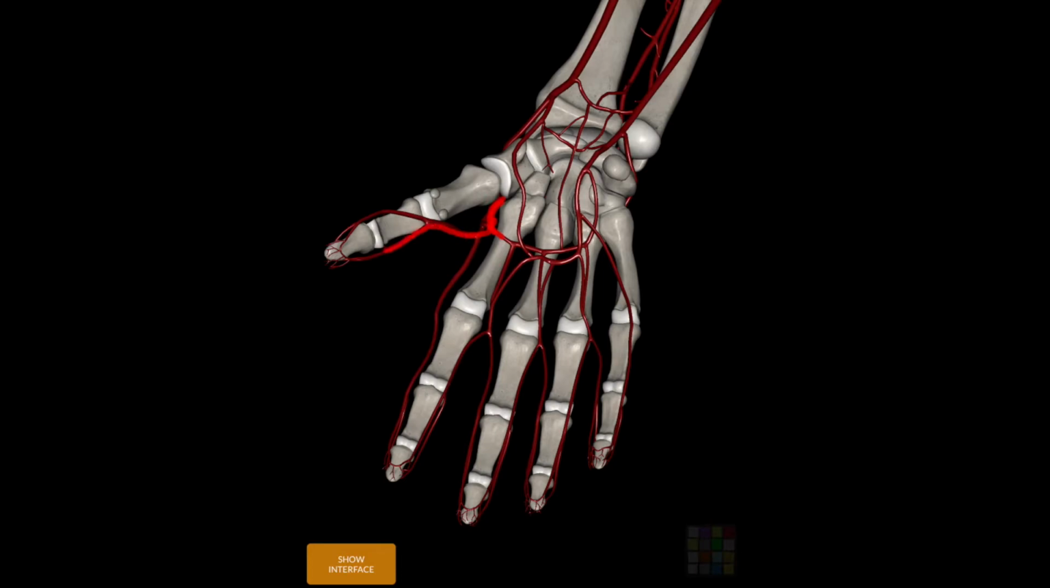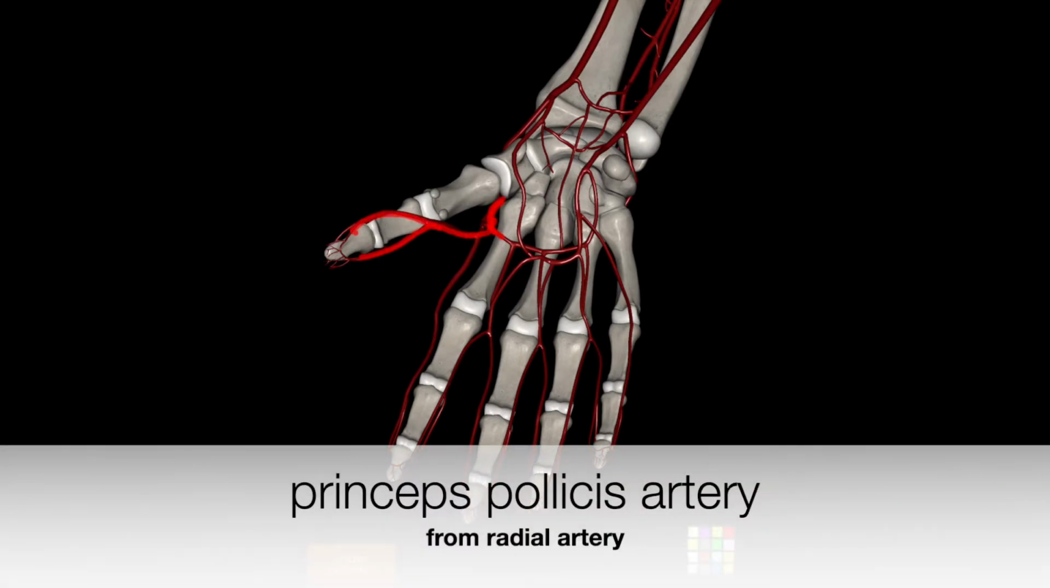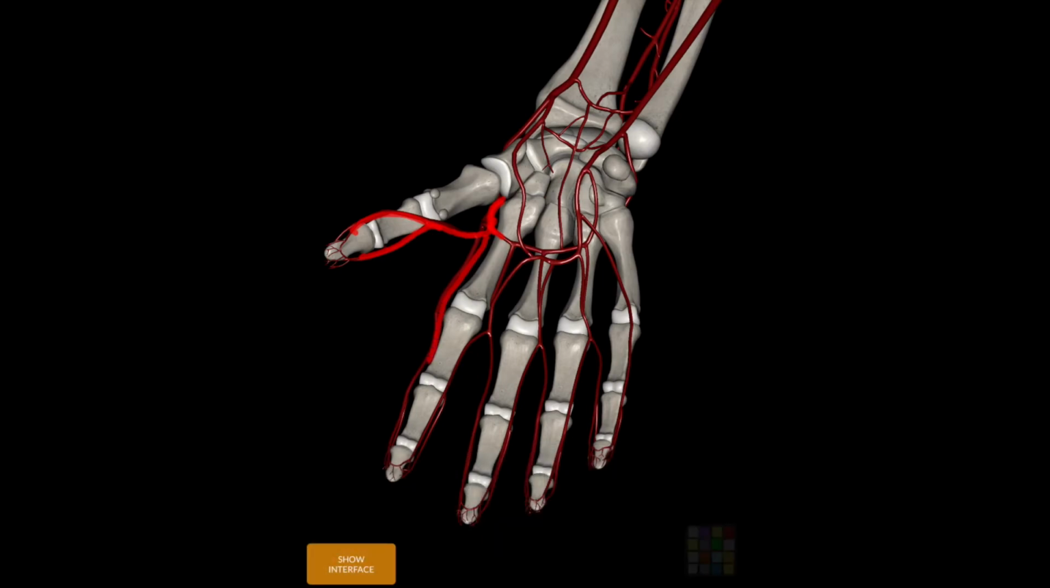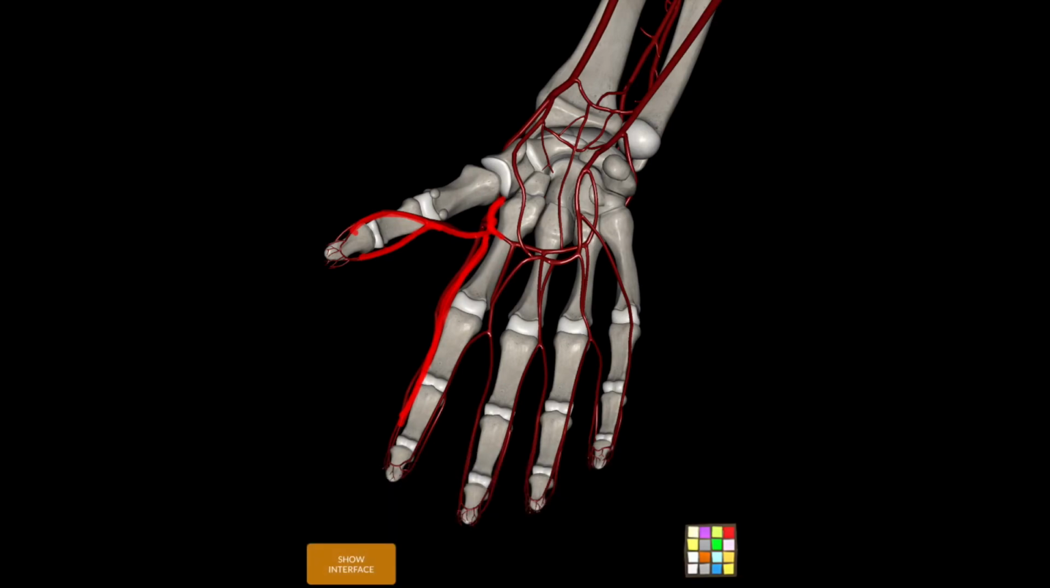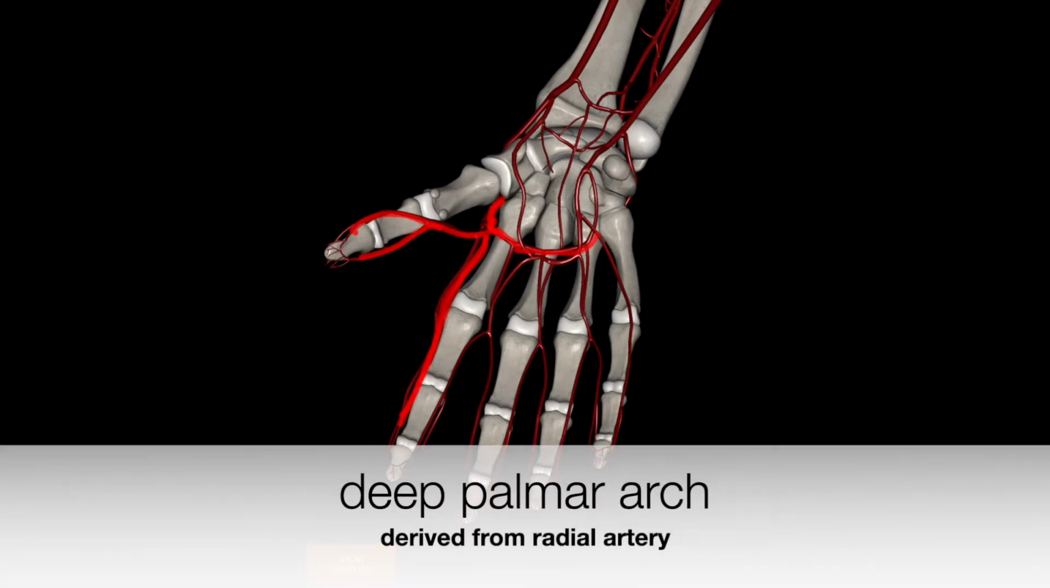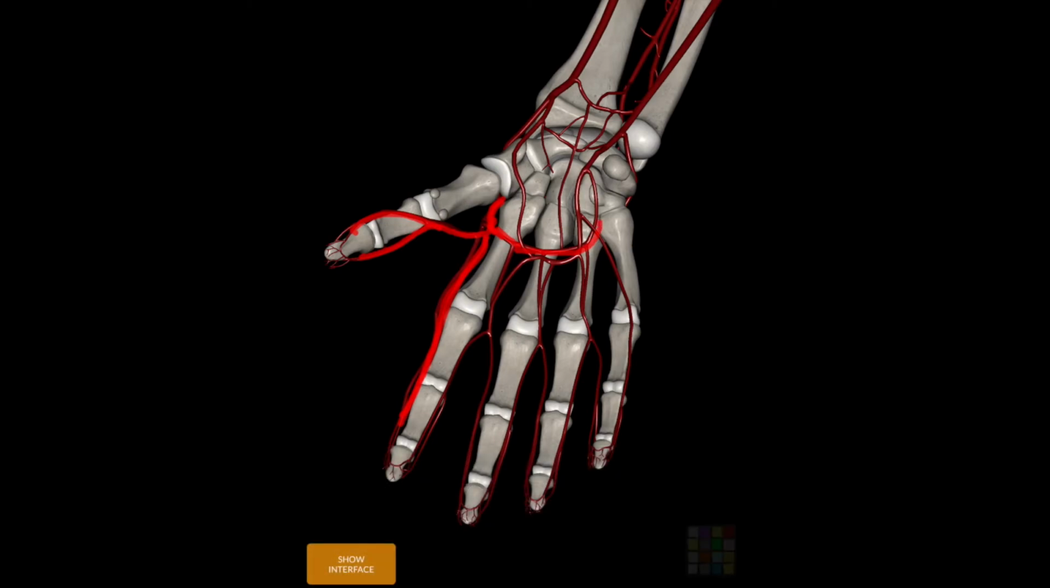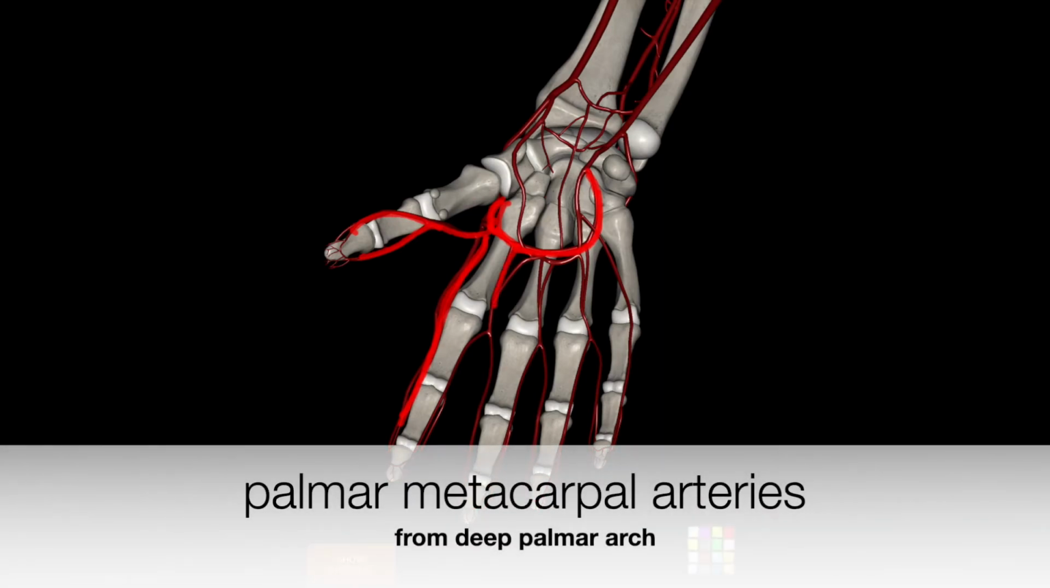This is the princeps pollicis artery, large branch to the thumb, and this is the radialis indicis artery. The remainder of the radial artery then arches across the bases of the metacarpals. It's probably a little more proximal than what's shown here, but this arch is called the deep palmar arch. It's still relatively deep at the palm, just superficial to adductor pollicis, and the arch ends by anastomosing with the ulnar artery. The deep palmar arch so formed gives off 3 palmar metacarpal arteries.